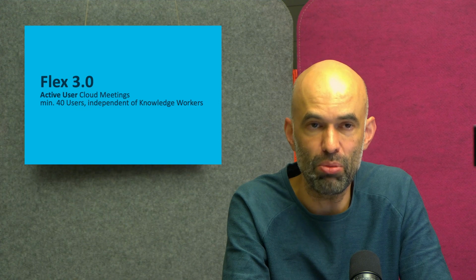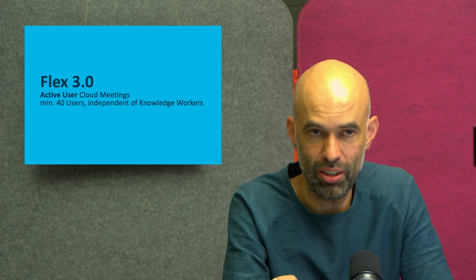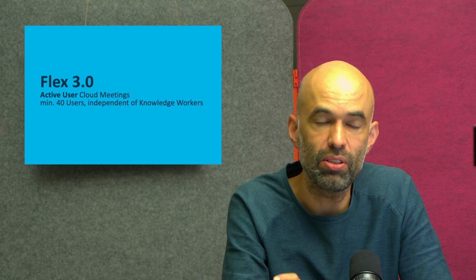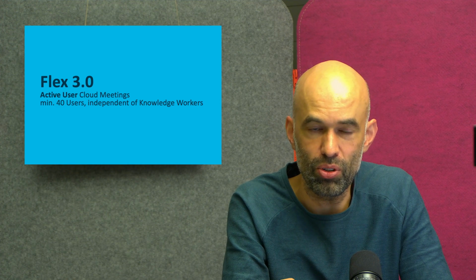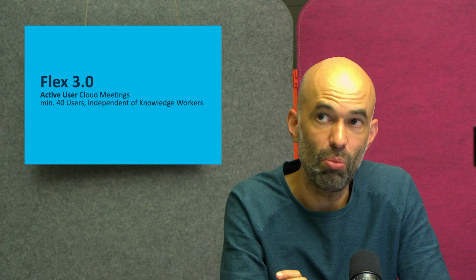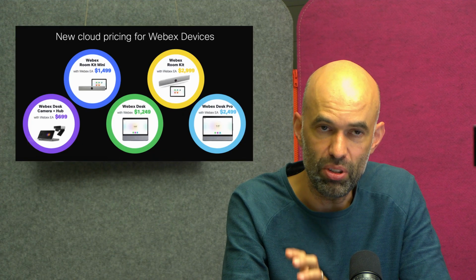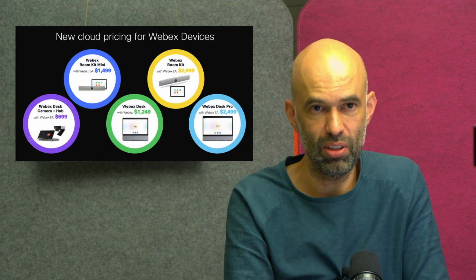I'm usually not that excited about our licensing, but we have changed with the A-Flex 3 the active user minimum requirements. So you still need a minimum of 40 active hosts, but this minimum doesn't have to be 15% of your total amount of knowledge workers anymore. Meaning you can now, as a company of 1,000 knowledge workers, go ahead and purchase the minimum of 40 active hosts and still get all the benefits you receive from our active host licensing model.